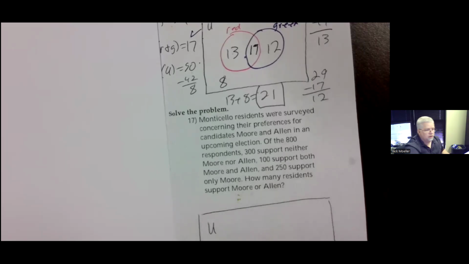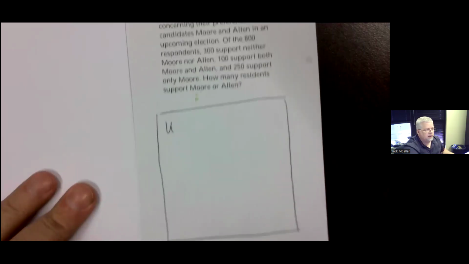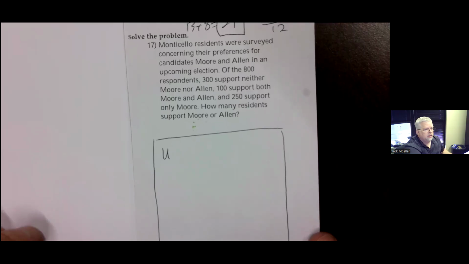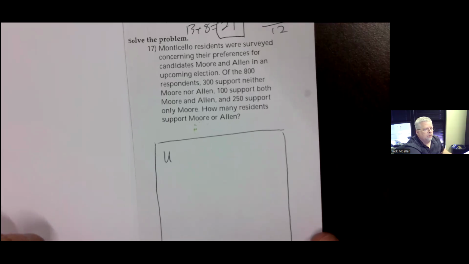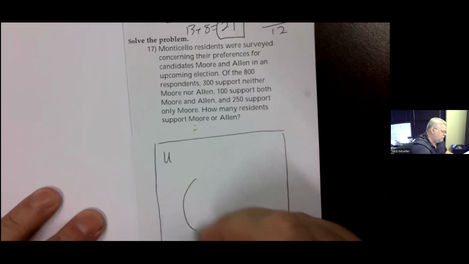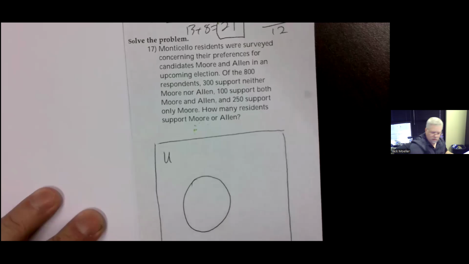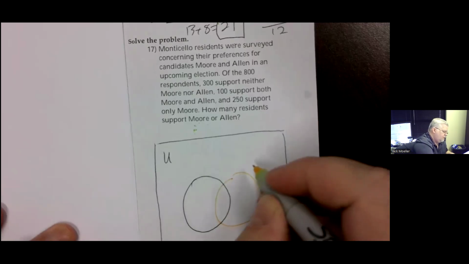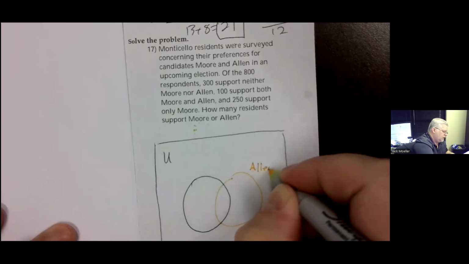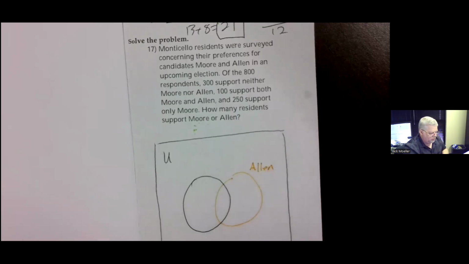So how many sets are we dealing with? Well, the number of sets is the number of candidates in this case. So the two sets are Moore and some color. Orange is going to be Allen. Regular is going to be Moore.